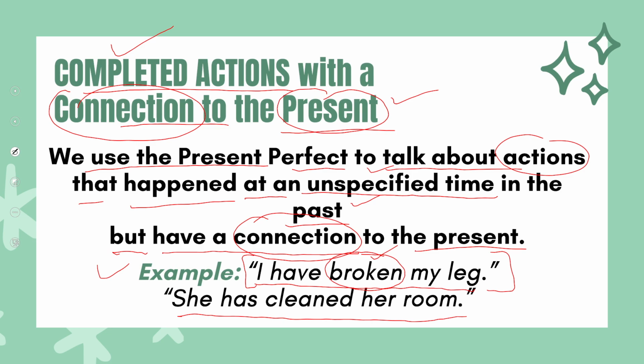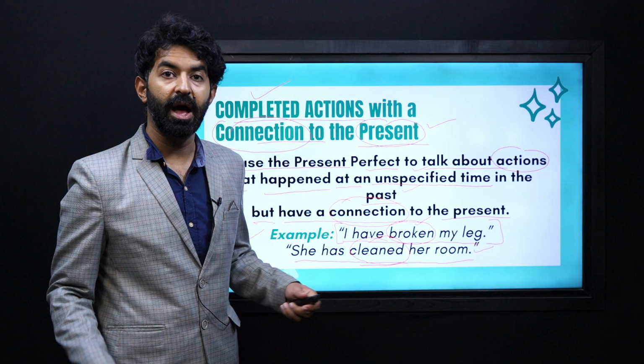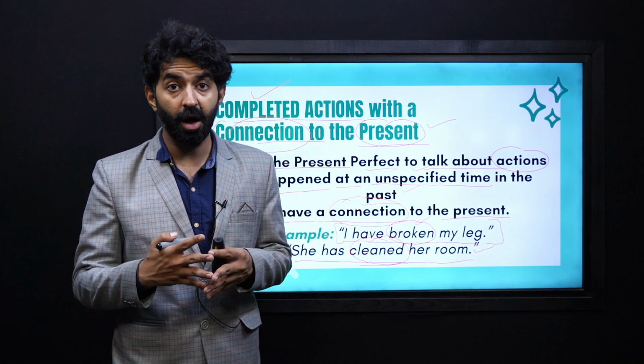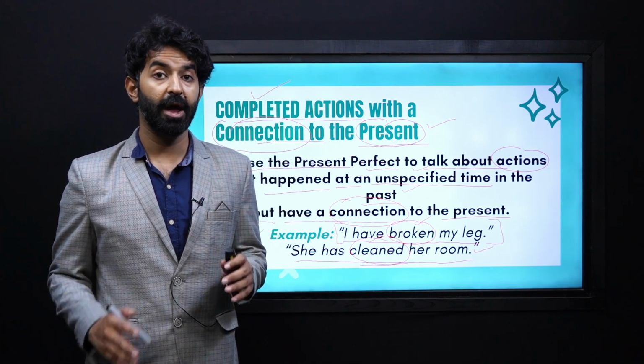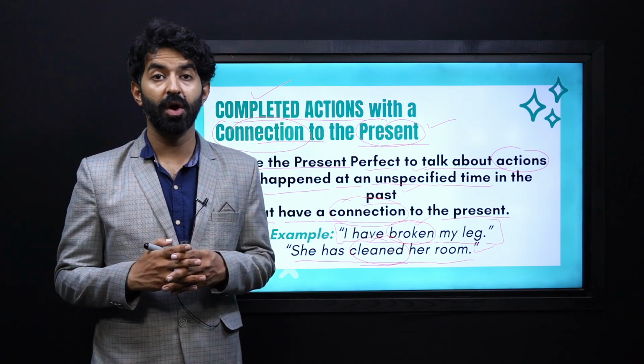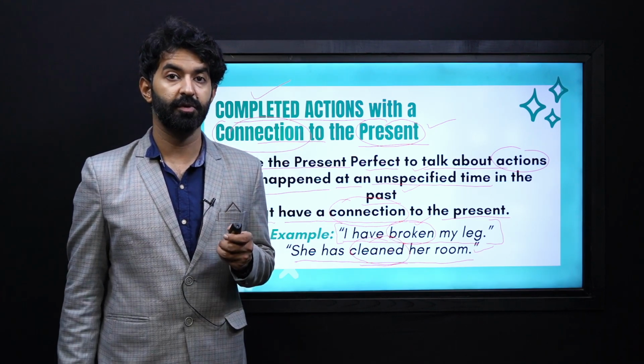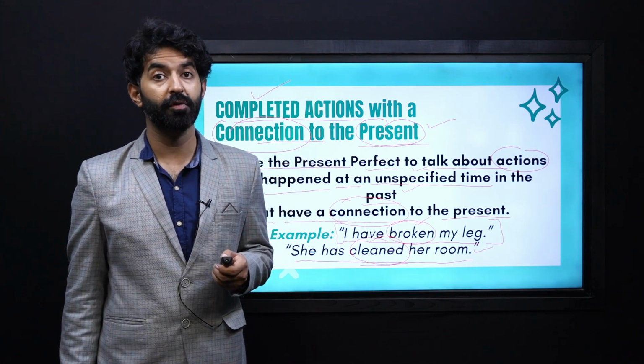She has cleaned her room. Now, the room is cleaned, something that has happened in the past, but it shows a relevancy to the present, and this action was performed in the past at any unspecified time. Now, you can see the verbs I have or she has. This is how we form our present perfect tense, and we will be talking about them thoroughly. But I hope with this slide you are very much understanding what the present perfect tense is, and when we use it.